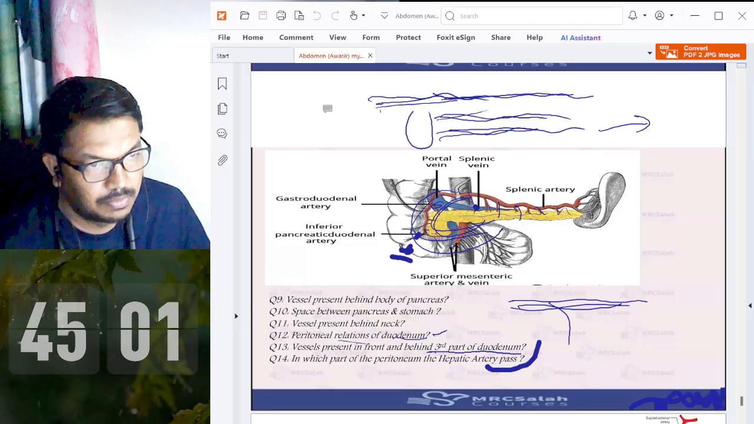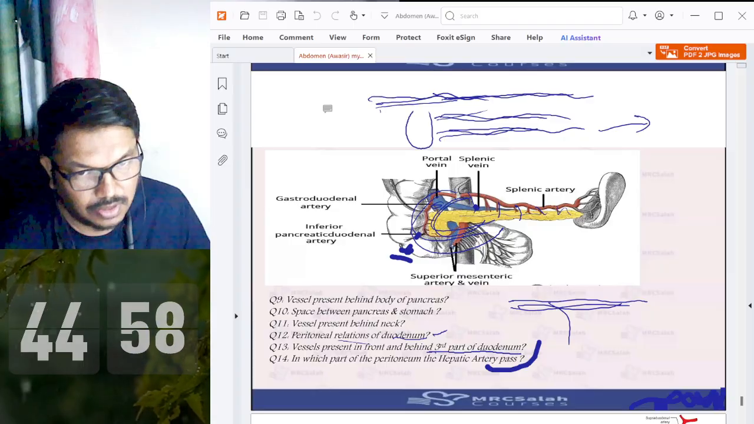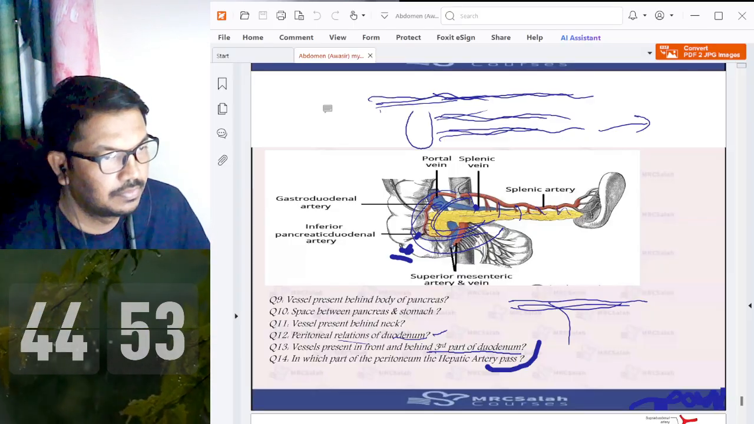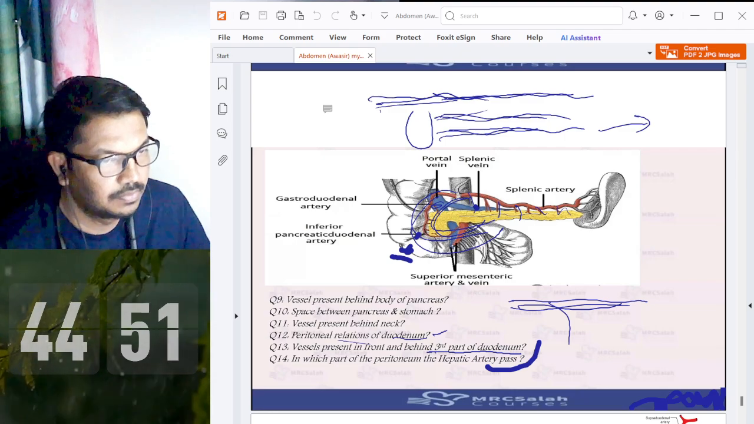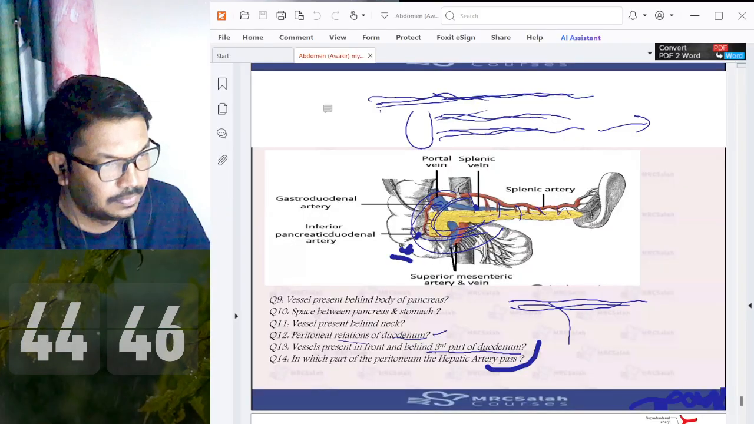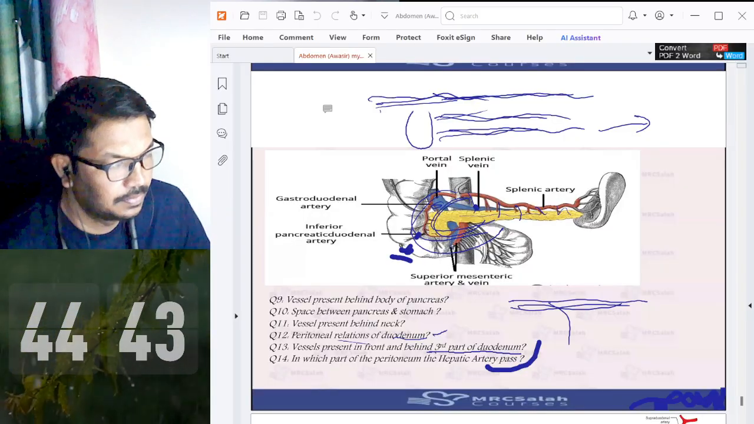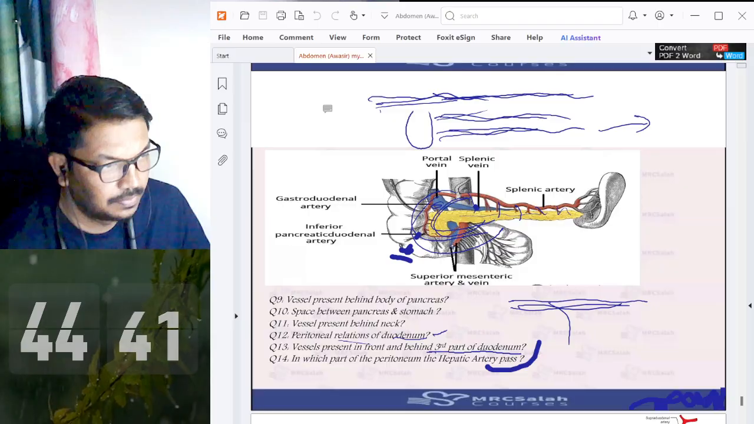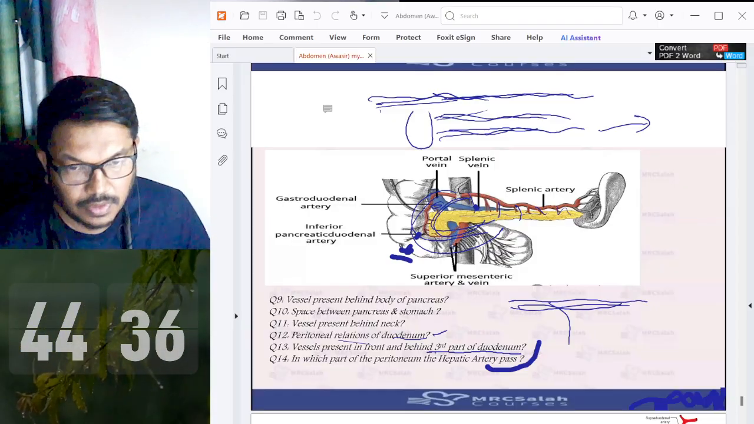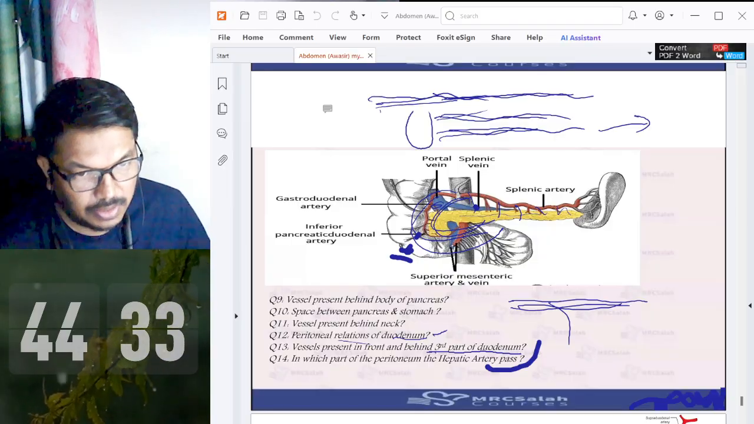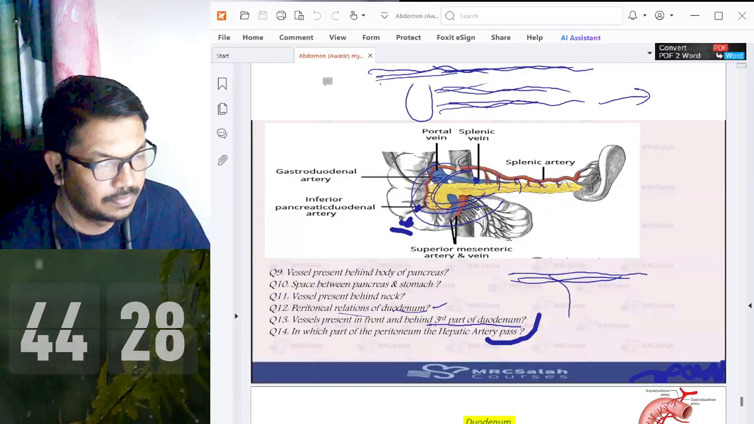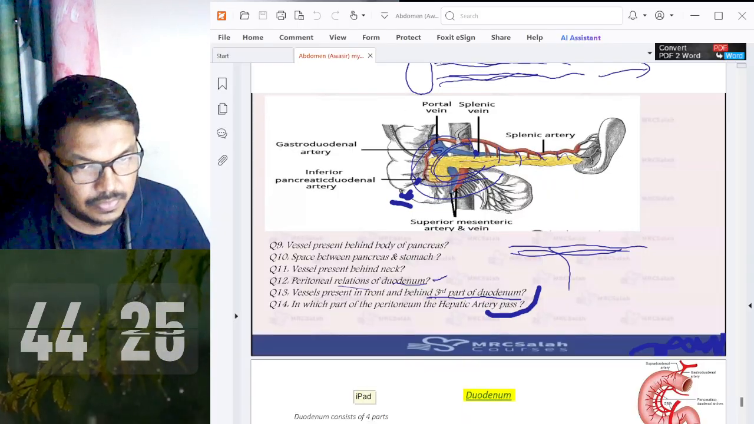Okay, what is the peritoneal relation of the duodenum? The first part of the duodenum is intraperitoneal, and the other parts of the duodenum are retroperitoneal. Okay. In which part of the peritoneum does the hepatic artery pass? Lesser omentum. Okay.